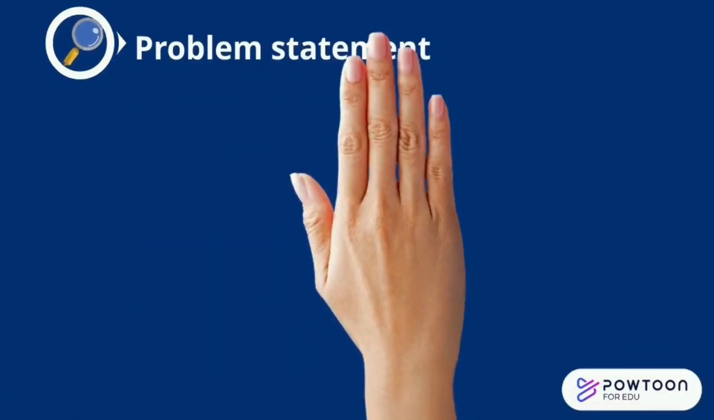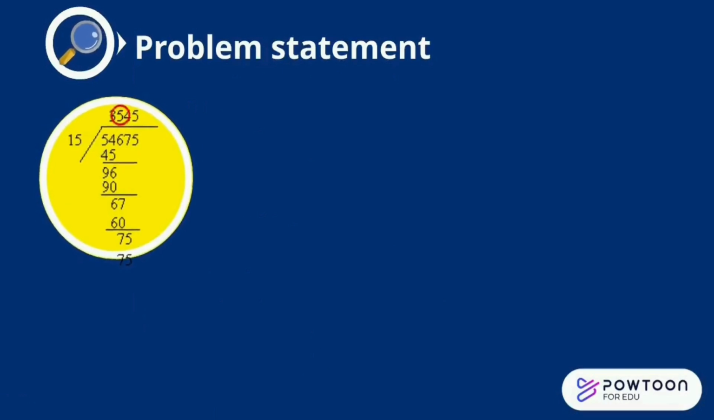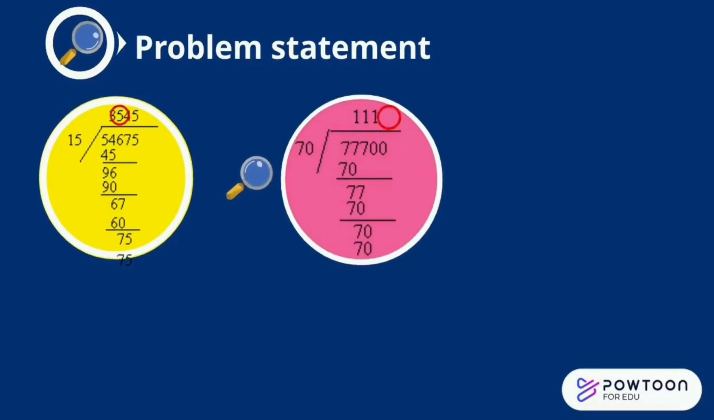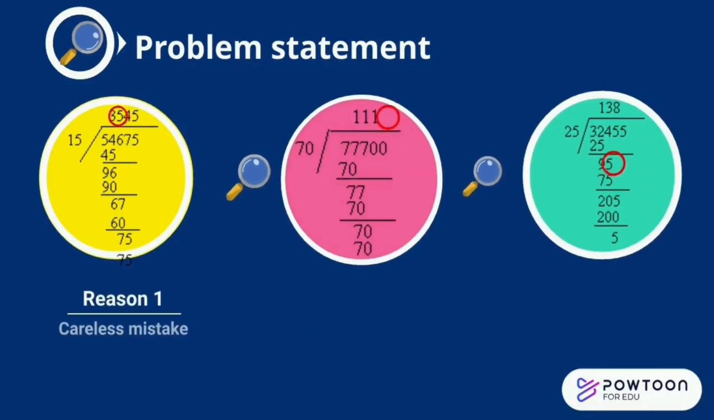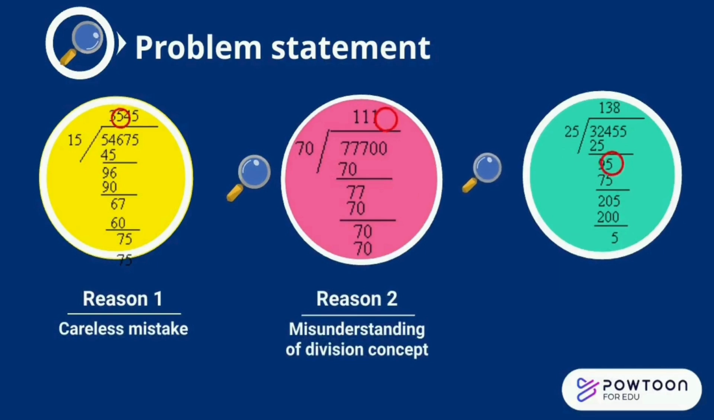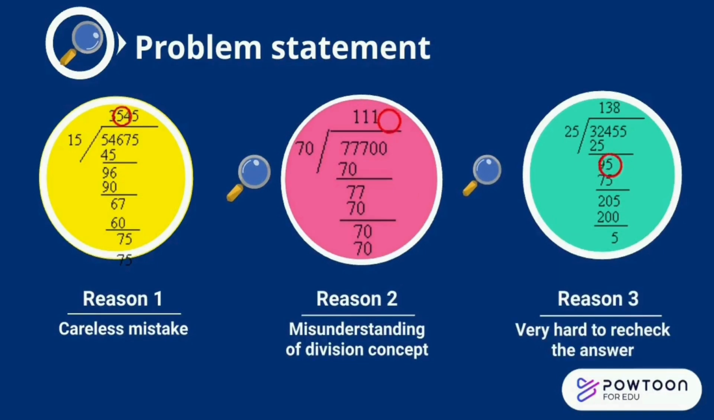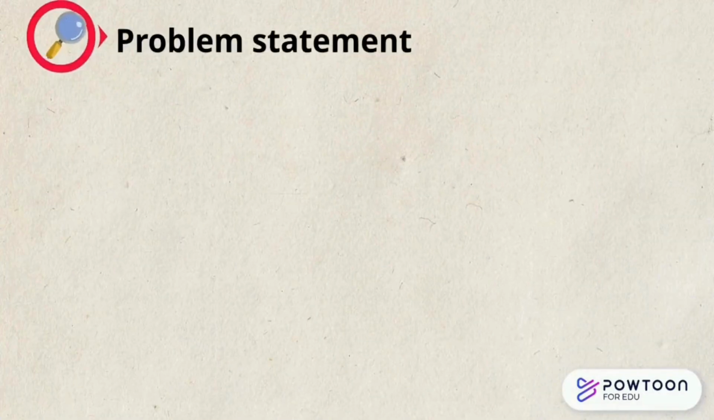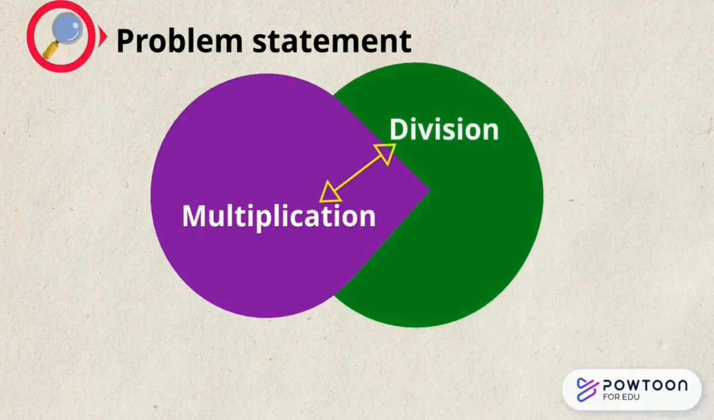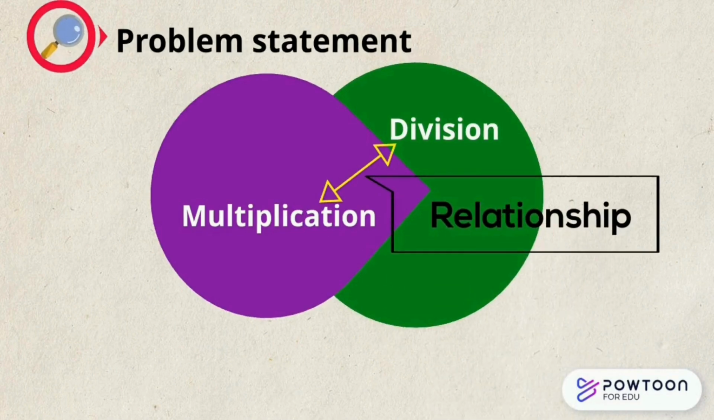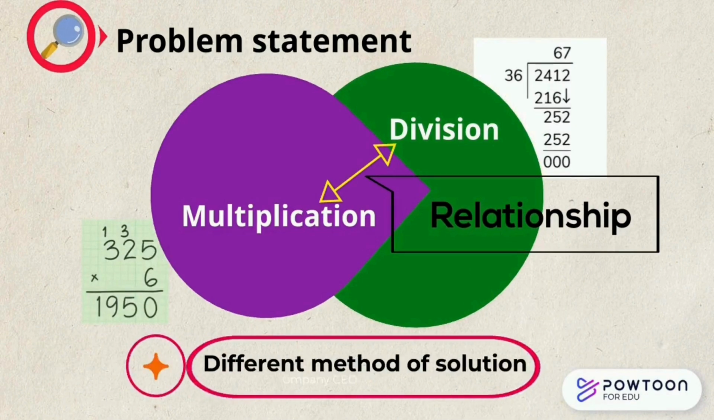Now I'm going to explain about the problem statement. The main problem is students are making mistakes when doing long division method. This is because of careless mistakes and also misunderstanding of the division concept. It's also very hard for students to recheck the answer. I also found that students had complexity in understanding the relationship between multiplication and division because both have a different method of solution.